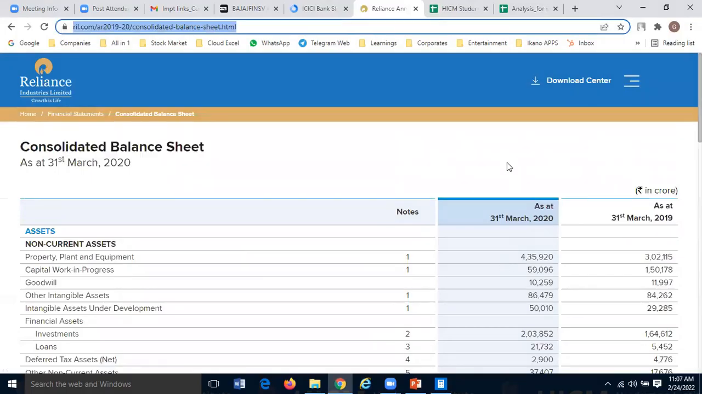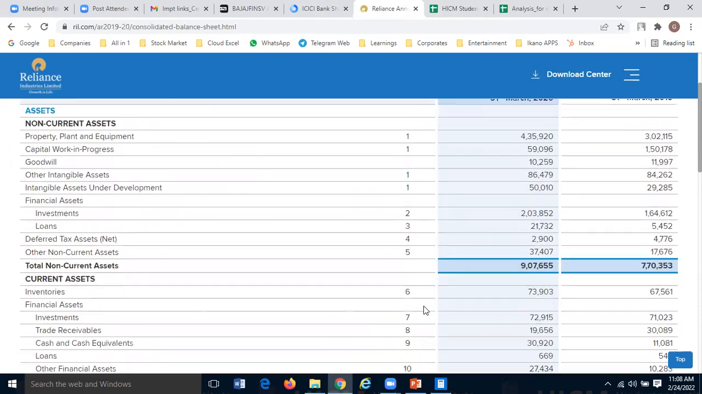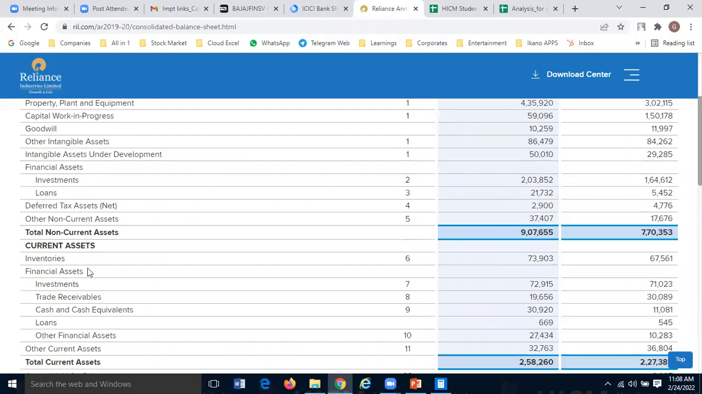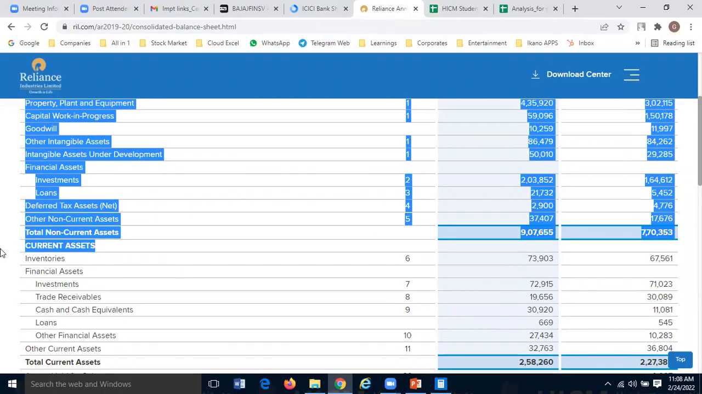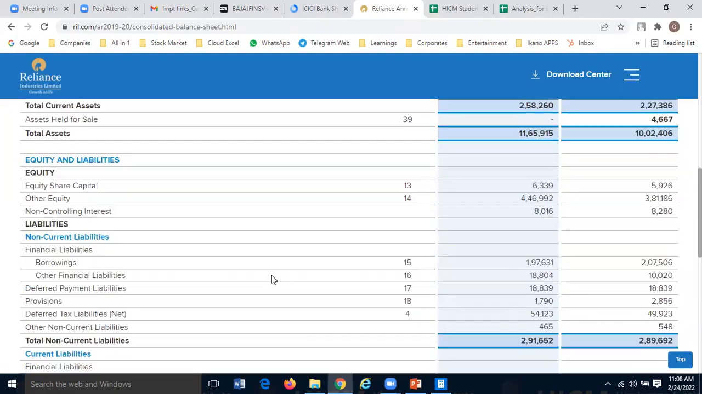Okay, just a small quick recap. This is the non-current asset. These we have all learned in our 10th. So you should read it the way it has to be read. And then you will see the current assets, and there are inventories, financial assets, and so on.